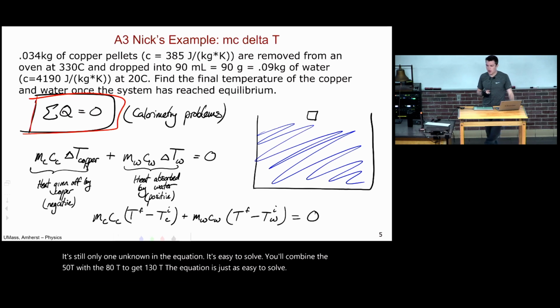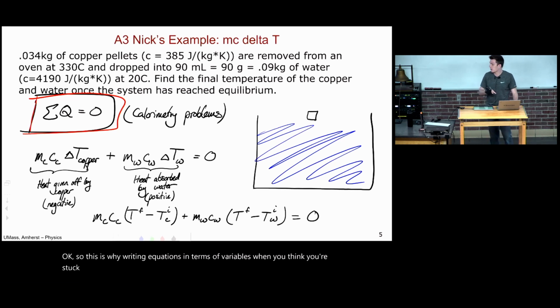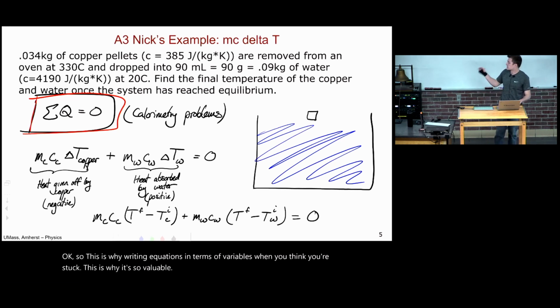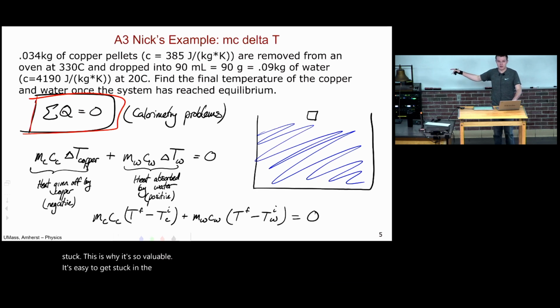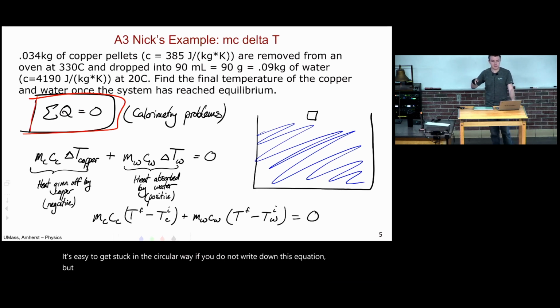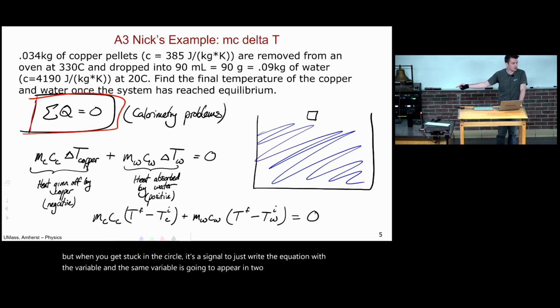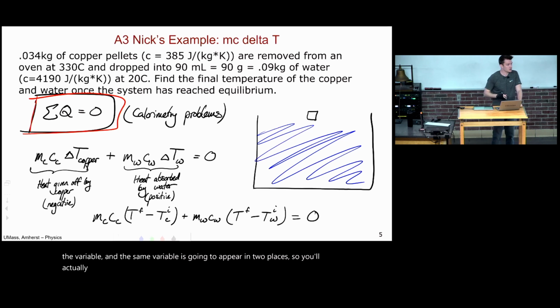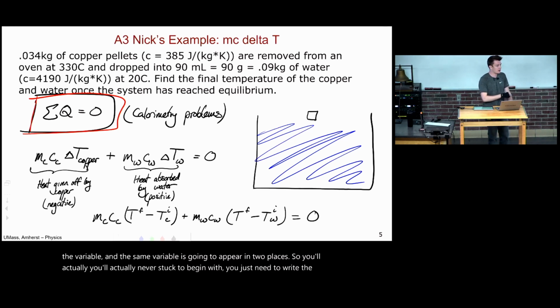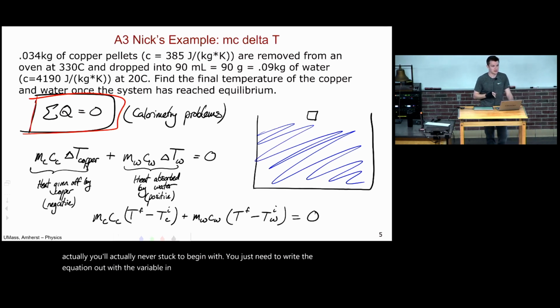Okay, so this is why writing equations in terms of variables when you think you're stuck is so valuable. It's easy to get stuck in the circular way if you do not write down this equation, but when you get stuck in the circle, it's a signal to just write the equation with the variable, and the same variable is going to appear in two places. So you're actually never stuck to begin with. You just need to write the equation out with the variable in both places.